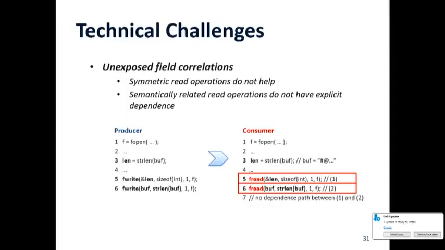So just for a human, looking at this code, you can see that, oh yeah, sure, this first stores the length of the string and then stores the string according to the code. But for the program, it is kind of difficult to come up with this idea because they don't have explicit dependence between line number 5 and 6. So let's see what happens when we apply the symmetric read operation in this program.